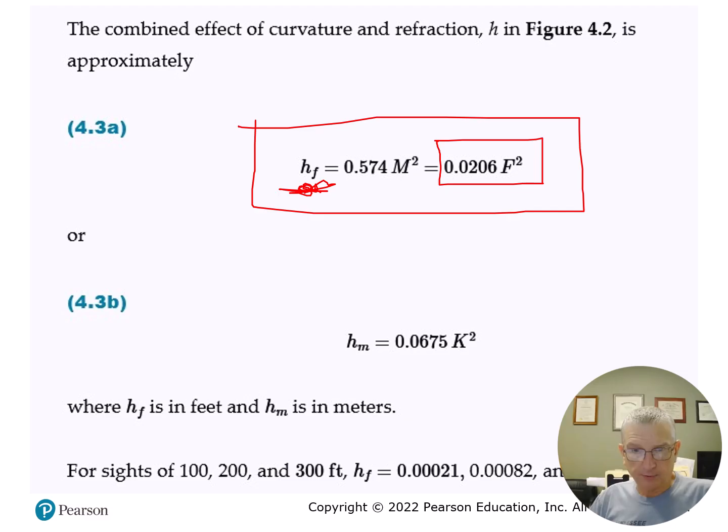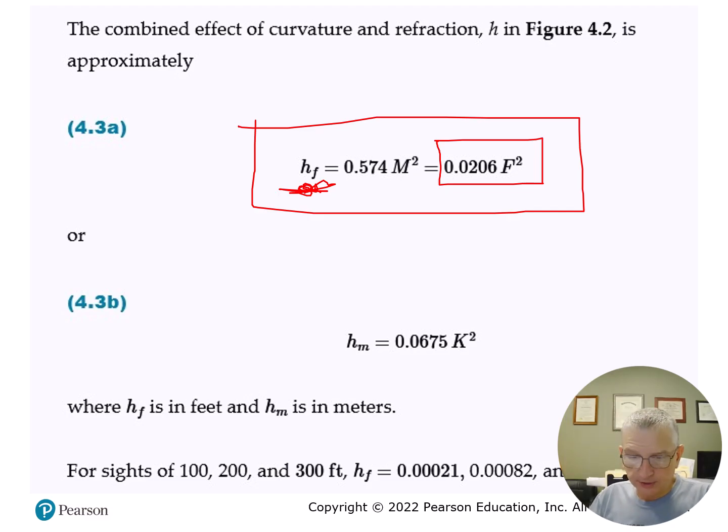My picture's blotting part of it out, but for a 100-foot sight, the refraction adjustment is 0.00021. So that's a tenth, a hundredth, a thousandth, 2/10,000ths of a foot, which is like micrometer reading minuteness, so small, as thin as a hair. At 200 feet, it's still not even up to a thousandth of a foot yet. It's still out here at 8/10,000ths. So don't worry about curvature and refraction as long as we're doing good survey techniques, such as balancing your backsides and foresides.